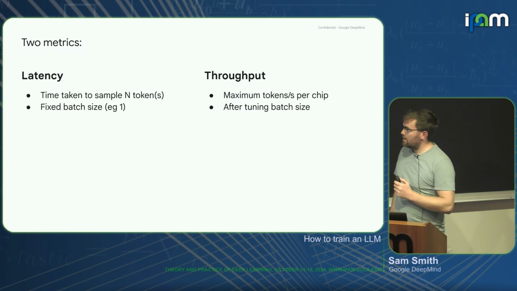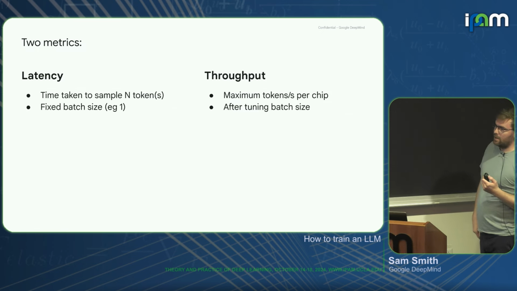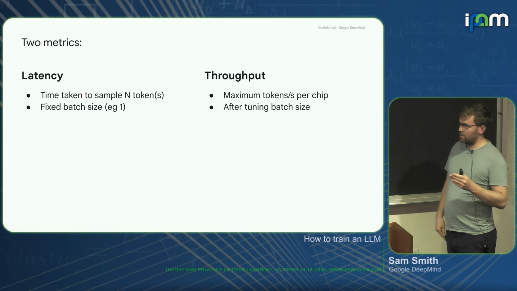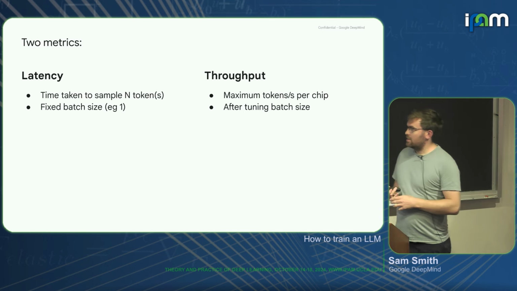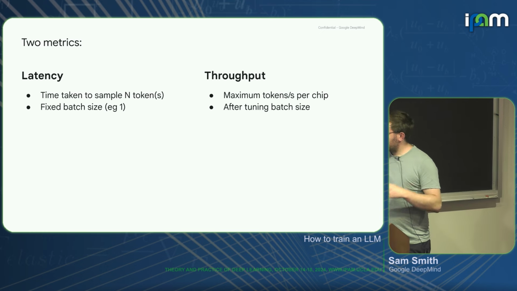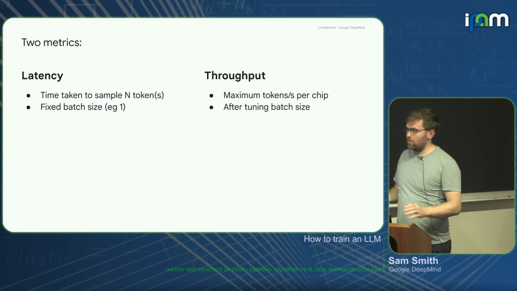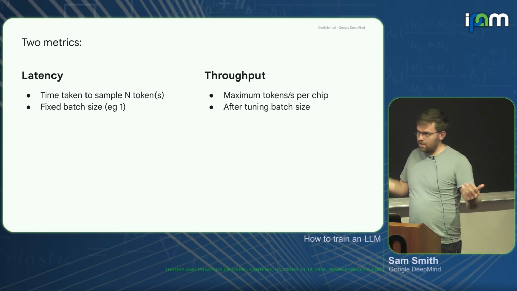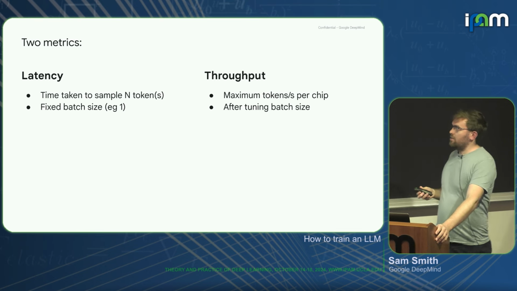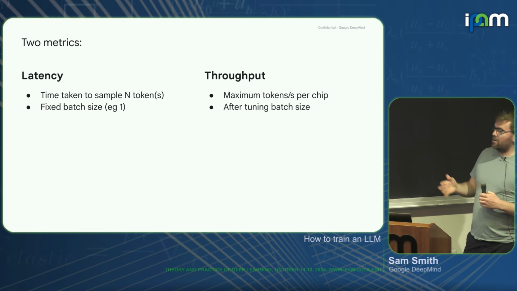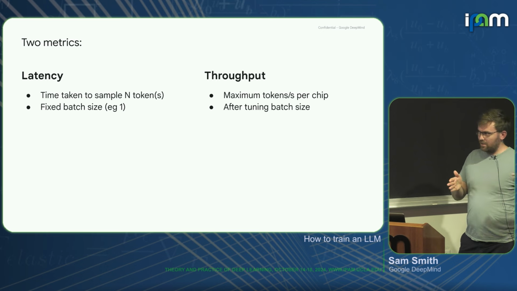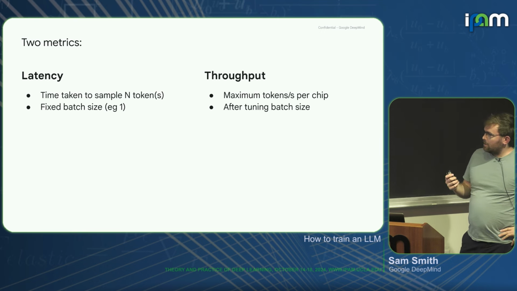So generally when people evaluate inference, they tend to look at two metrics. The first metric is latency, which is how long does it take to sample a sequence of length n? And that would be at some fixed batch size, i.e. 1. And the other metric people look at is throughput, which is: if I was allowed to use whichever batch size I wanted, how many total tokens per second can I generate out of this chip? And those are the key metrics.